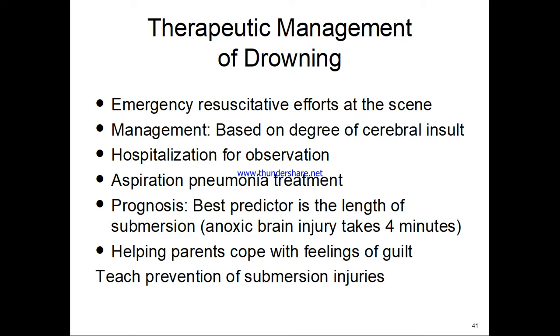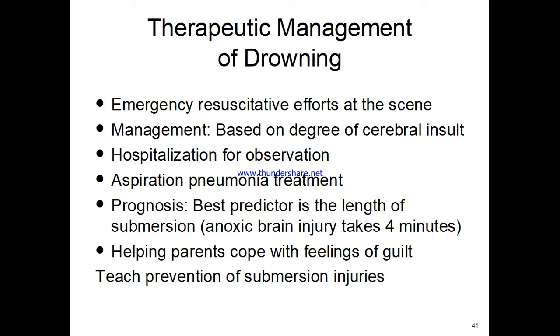Emergency resuscitative efforts, CPR, are done on scene. Management is based on the degree of cerebral insult. So if we have minimal downtime, we're going to be very aggressive, all measures. If we've had extensive downtime before resuscitation was attempted, then our approach is going to be a little bit different. If we are able to resuscitate, these patients are definitely going to be hospitalized for observation, and they're going to need treatment for aspiration pneumonia. They're going to need antibiotics.